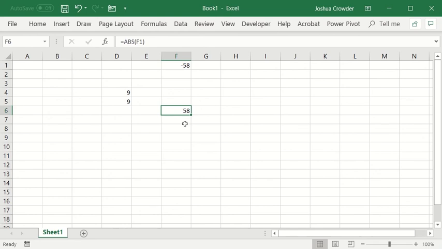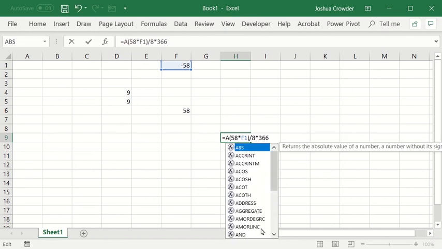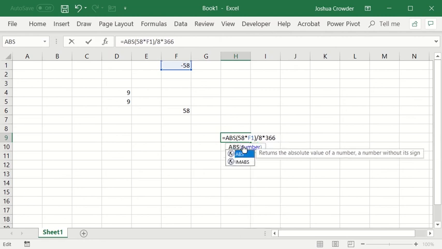So you don't only have to use one number. You could have a, let me come up with a, let's go 58 times negative, that would be -58. We'll divide that by 8. And we'll times this by 366. So since we have a negative in there, which comes from the F1, this is going to end up being a negative number. So if you have an equation and you need it to be an absolute number, you can really just put this function right in front of this whole equation that was made out.